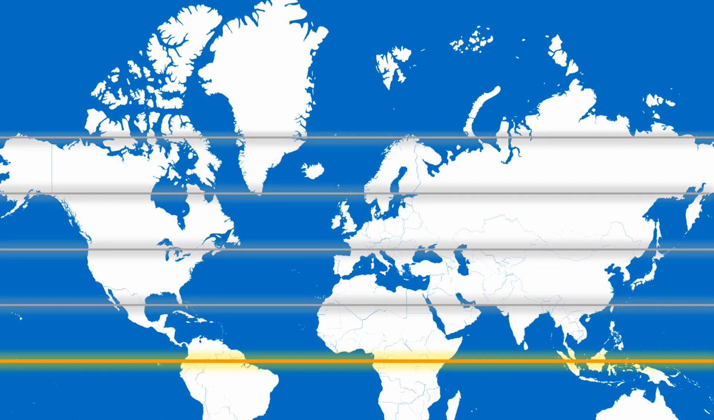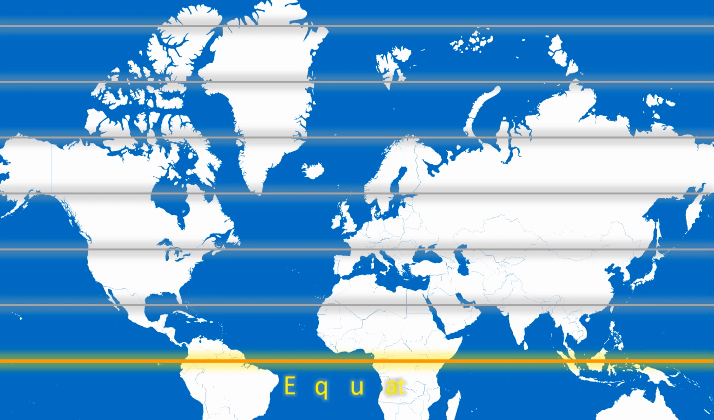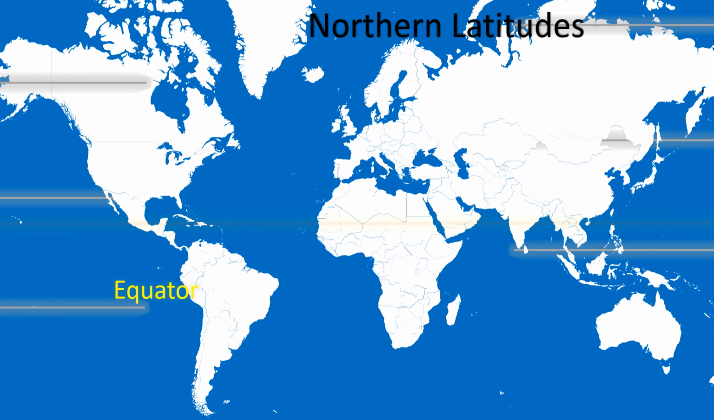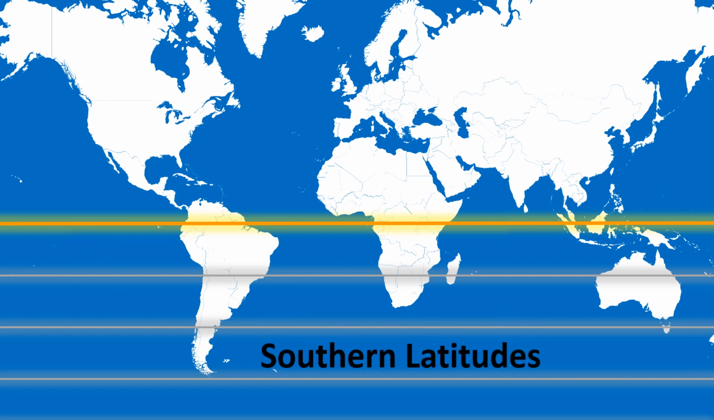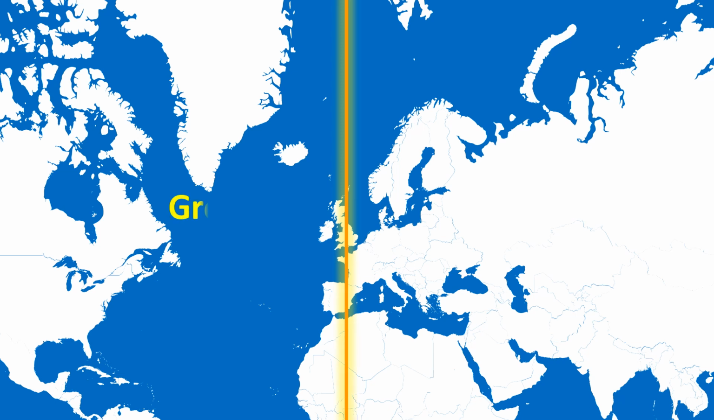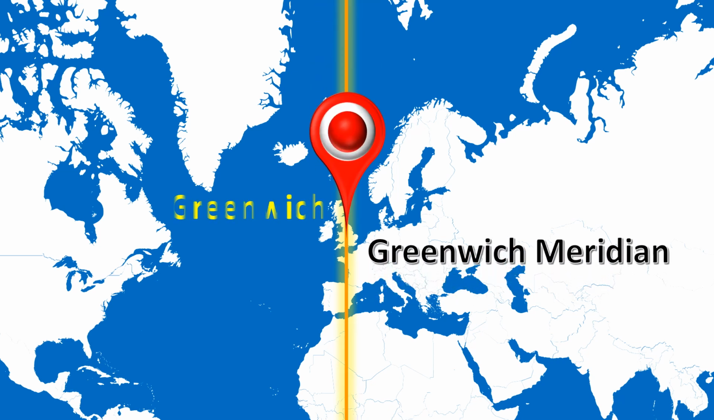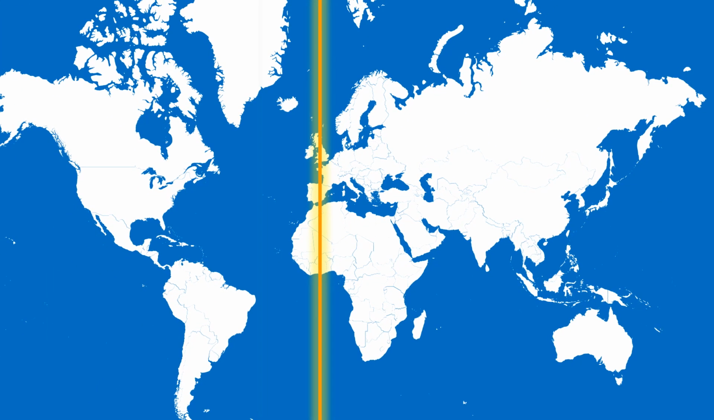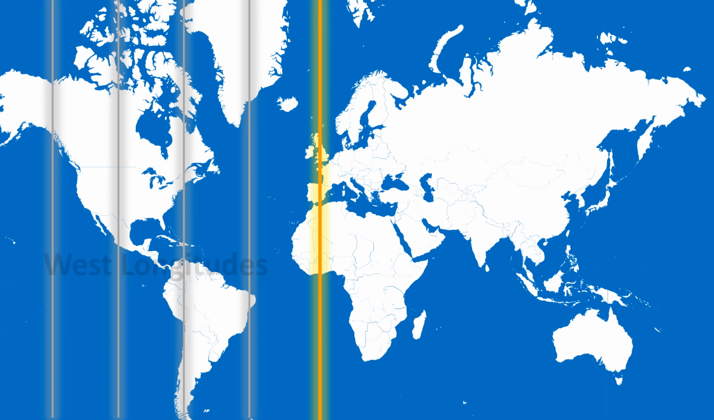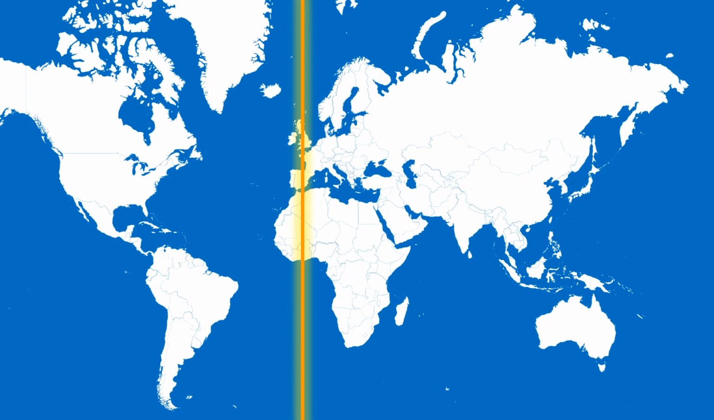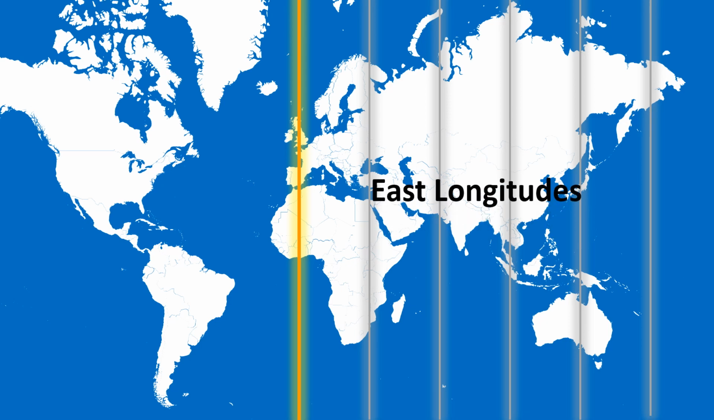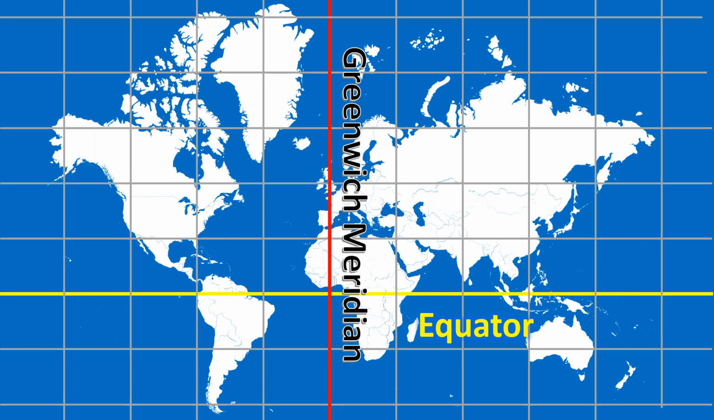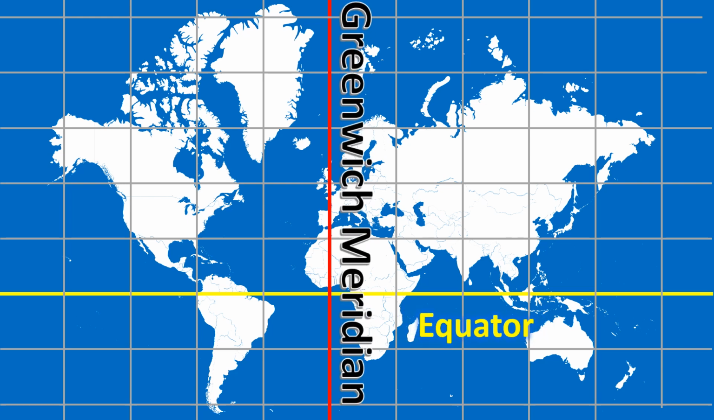The latitudes, that is the horizontal lines seen above the equator, are called the northern latitudes, and those seen south of the equator are called the southern latitudes. The longitude that passes through Greenwich is called the Greenwich meridian. Longitudes drawn to the west of the Greenwich meridian are called the west longitudes, and those drawn to the east of the Greenwich meridian are called the east longitudes. So we could infer that the two most important but imaginary lines are the equator and the Greenwich meridian.